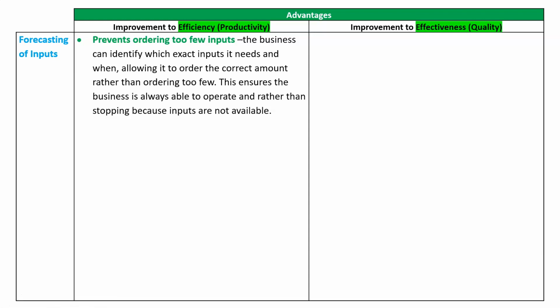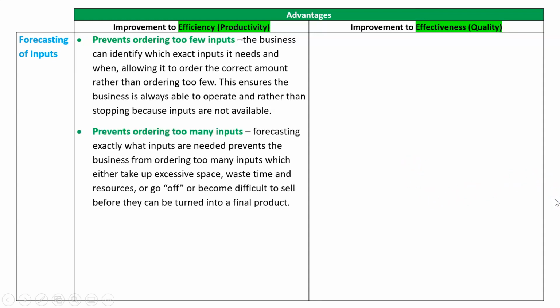Why does that make us more efficient? Because we know exactly what we need. We'll have the correct amount rather than not having enough. Now, if we don't have enough, production's going to shut down. When we shut down, we waste time, space, money. So if we're not going to waste time, space, and money, we're going to be more efficient because we've got a good forecast. What else?